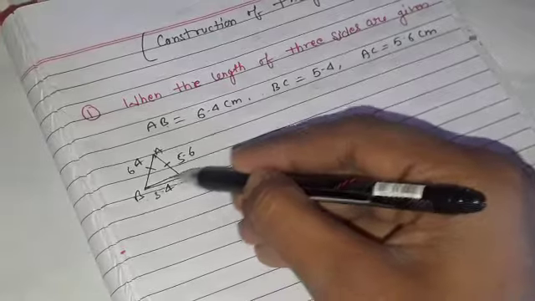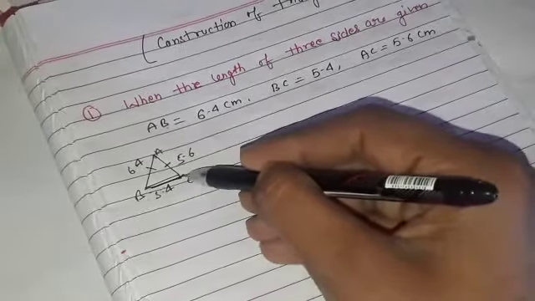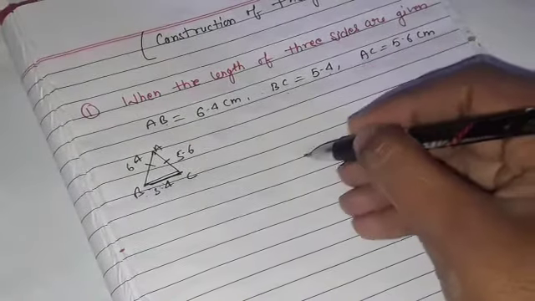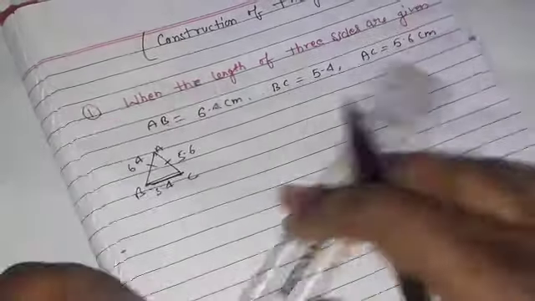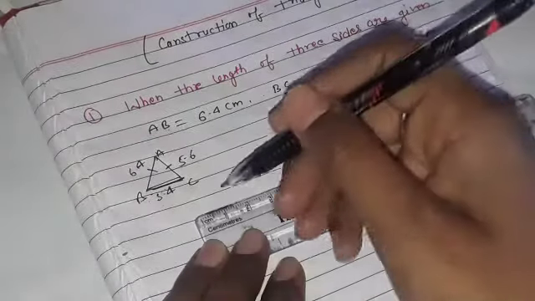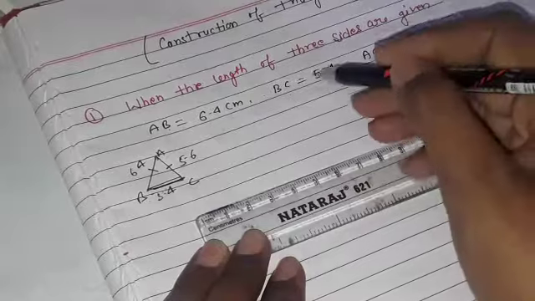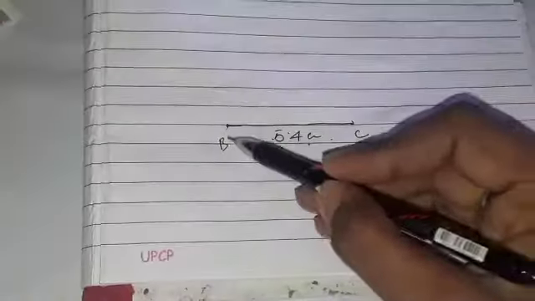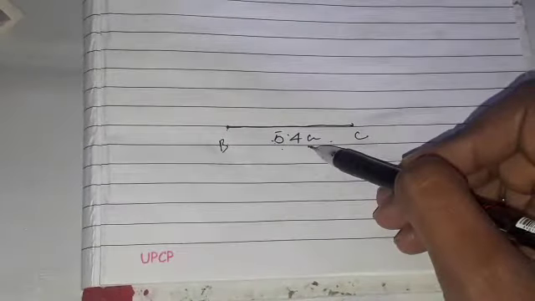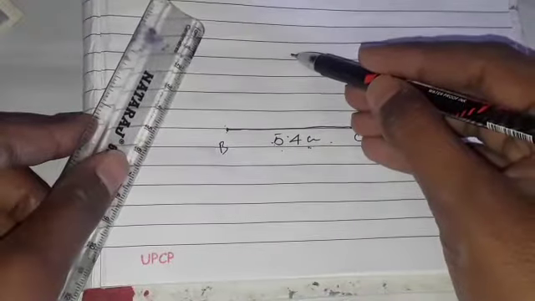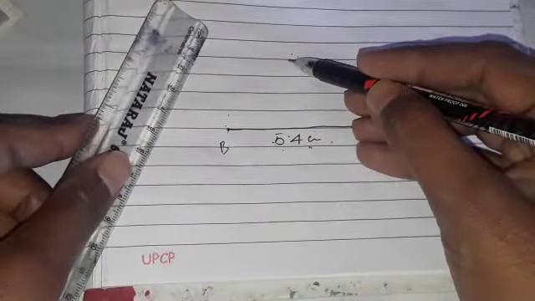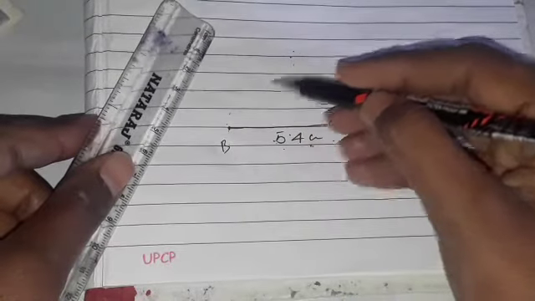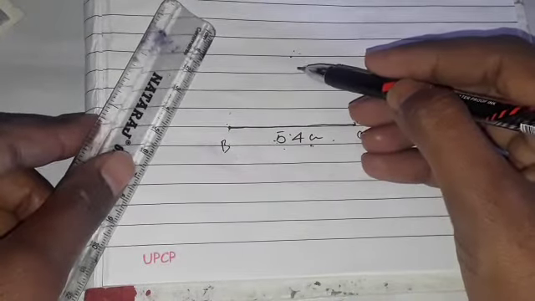So class, first you make your baseline, which is your BC. So your BC is 5.4. So with the help of scale you can draw 5.4 centimeter. So class, this is your BC, which is 5.4, and now from here to here you create a point or a line segment AB. So for that, you all know the length of AB is 6.4.